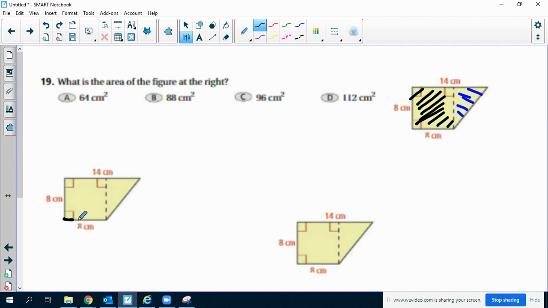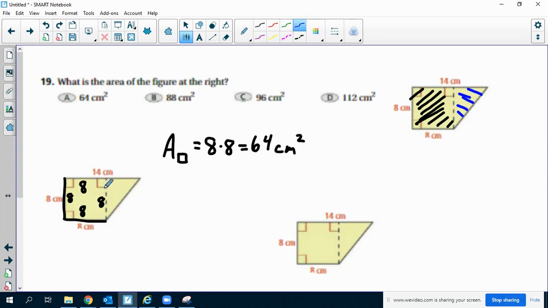So this is 8, and that's 8. So it's a rectangle. It's actually a square. So I have side lengths of all 8. So the area of the square or the rectangle is 8 times 8, which is 64 centimeters squared.